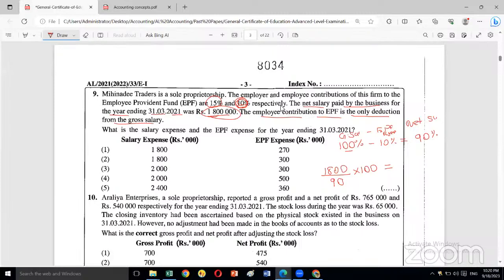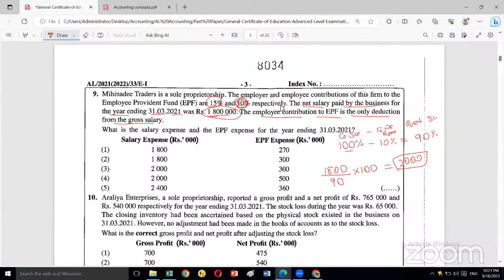I know 1,800,000 is equal to 90%. If I divide by 90, I will get 1%. If I multiply by 100, I will get 100%. This 100% is my gross salary. So if I multiply by 100, how much is the gross salary? 2 million. Now we'll come to the question.